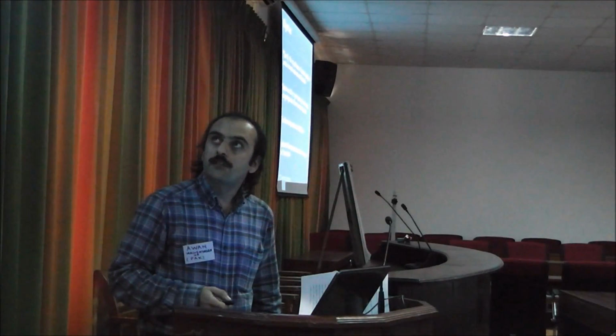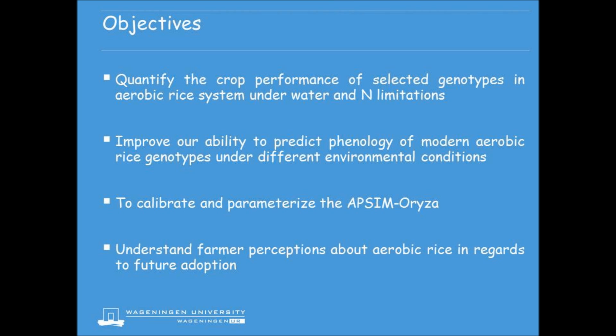The general objectives of my PhD study are to quantify the crop performance of selected genotypes in aerobic rice system under water and nitrogen limitations, to improve our ability to predict phenology of modern aerobic rice genotypes under different environmental conditions, to calibrate the ORYZA model, and to propose locally adapted systems, and to understand farmer perceptions about aerobic rice in regards to future adoption.